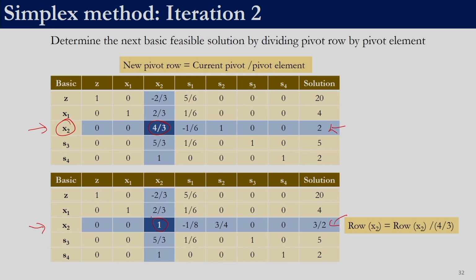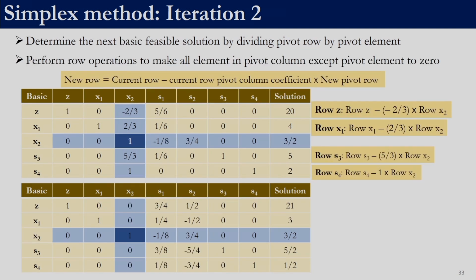Once we have made the pivot element 1, we need to make the rest of the entries in the pivot column 0. So, again we employ the same operation. The new first row is the old first row minus the corresponding element in the pivot column, which is minus 2 by 3 over here, multiplied by the new pivot row. Similarly, the new row corresponding to x1 is the old row corresponding to x1 minus the corresponding element in the pivot column, which in this case is 2 by 3, multiplied by the new pivot row.